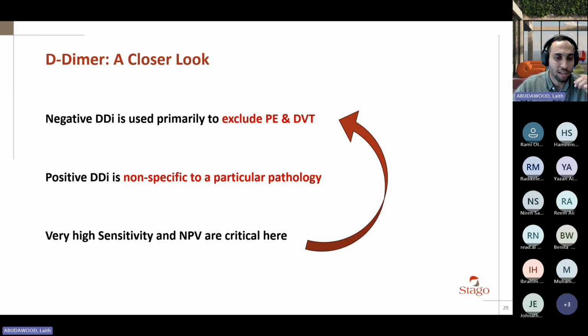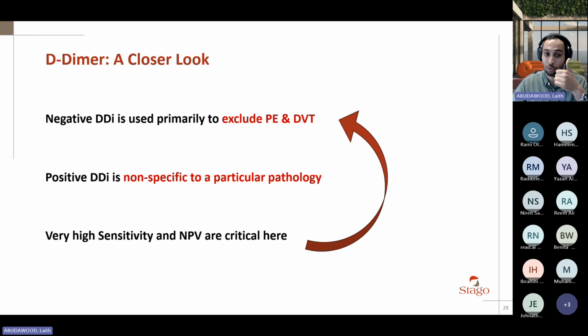Now, the last line says, very high sensitivity and negative predictive value are critical here when talking about PE and DVT. Sensitivity means how good is your test at detecting the dimer? Is it present or is it not present? NPV is negative predictive value. How good is your test at saying that you don't have the disease? Negative predictive value is how good your test is at saying you don't have PE and DVT.